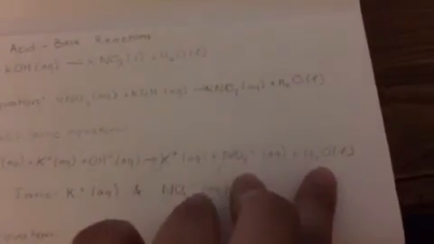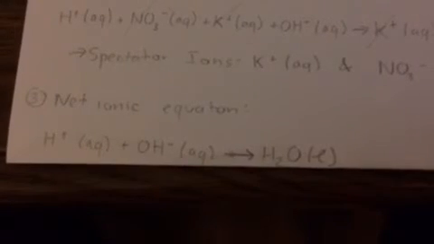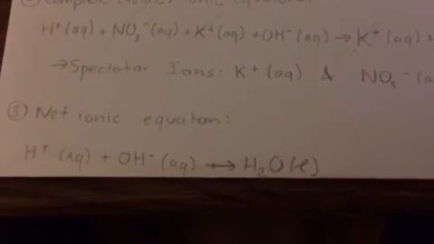Now, once we've written out every single element, we see which ones are the same. Well, we see that potassium and nitrate are the same on each side. So we know that we can cross those two out. And we did. Which left us with H plus and OH minus reacting to give us water. And this will be our net ionic equation. H plus aqueous plus OH minus aqueous, giving us water, a liquid.